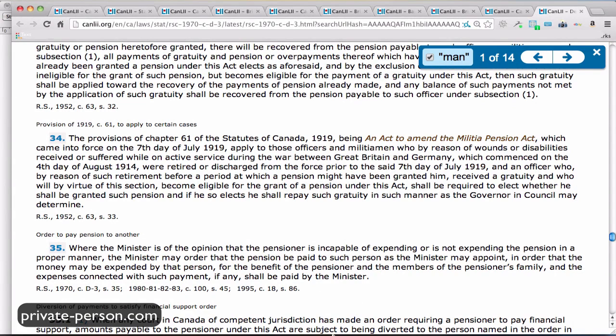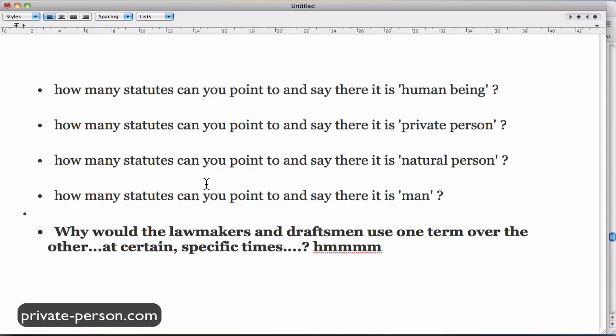So anyways, taking me back to the question, why would the lawmakers and draftsmen use one term over the other at certain specific times and those certain specific subject matters? So again, just food for thought.